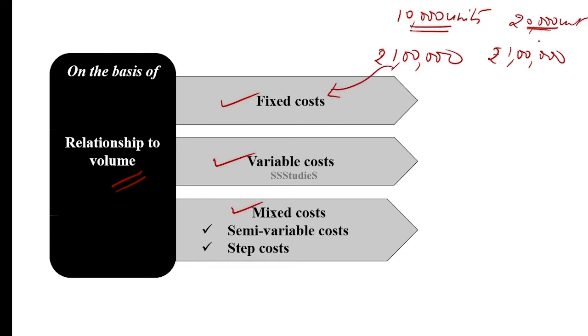So irrespective of the volume of production or how many units you're producing, this cost will remain the same. Such costs are called fixed costs. It does not change as per the volume of production.